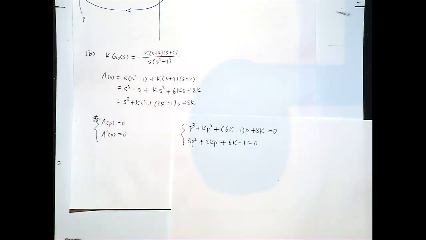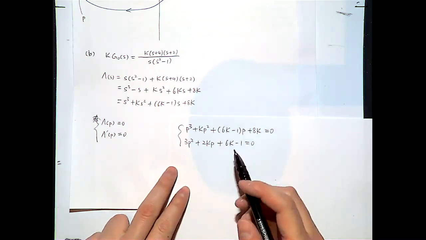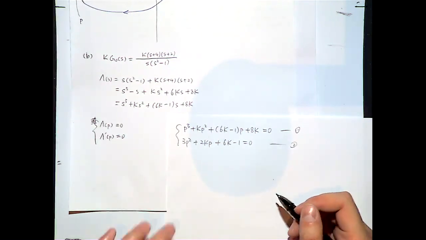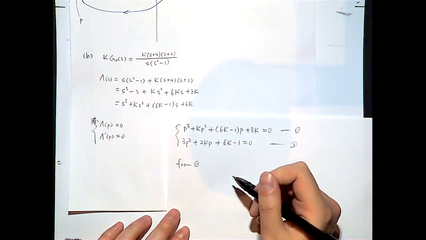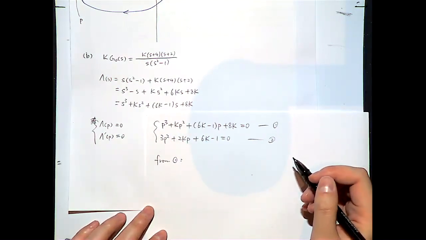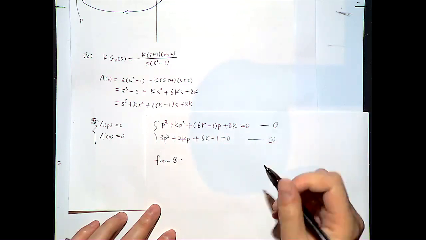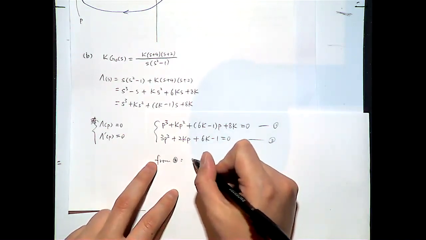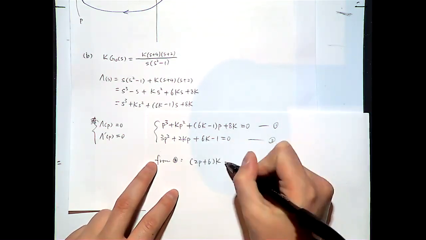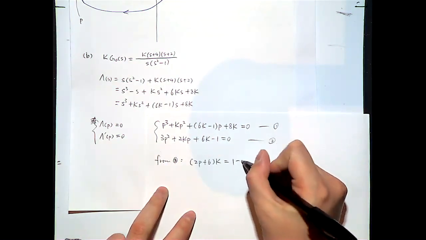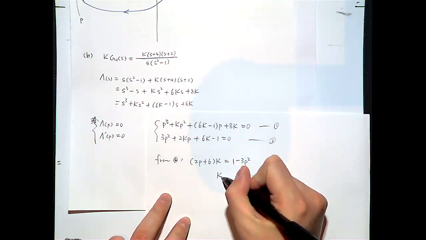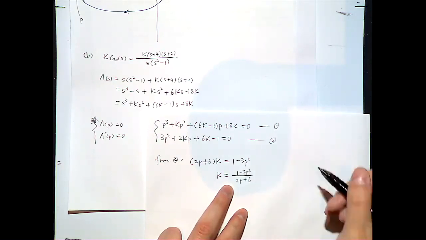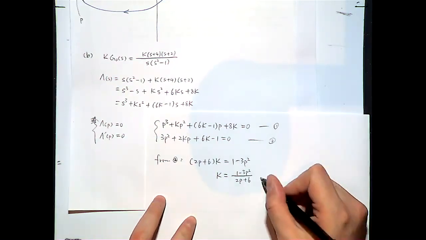So with these two, I'll just label this as 1 and that as 2. From 1, actually 2 would be easier. So from 2, you can organize the terms that contain k, put them on the left-hand side, and the rest on the right-hand side. And you have the relationship between k and p. We'll label this as 3.